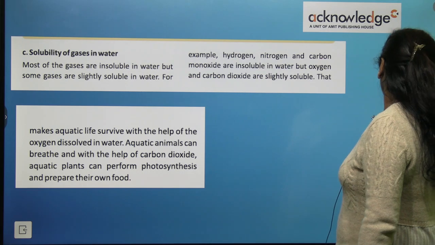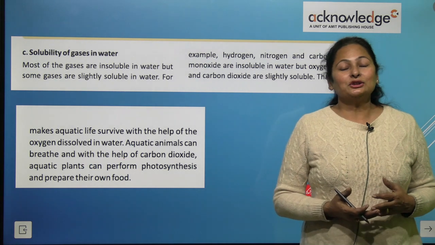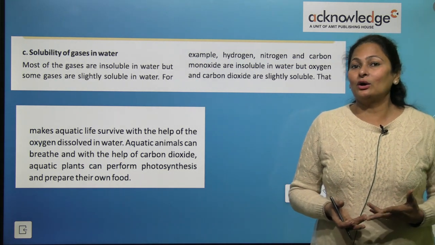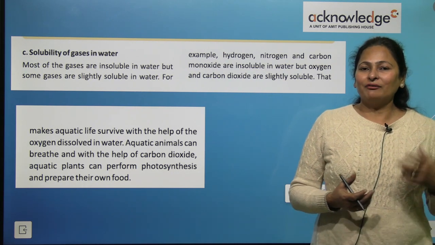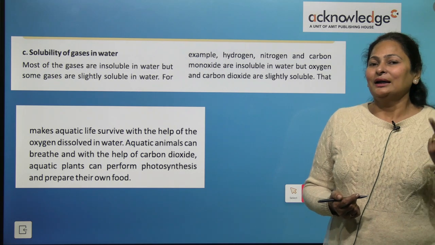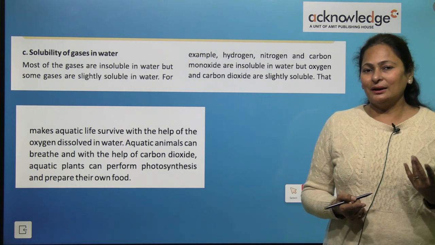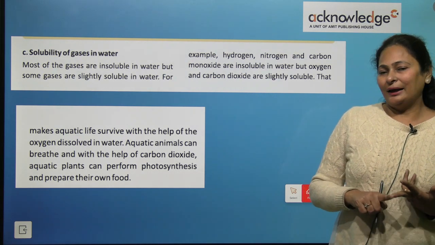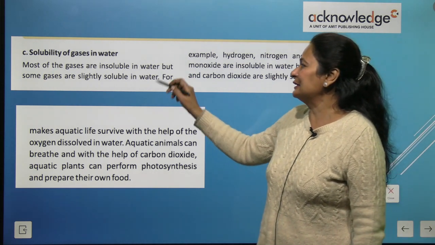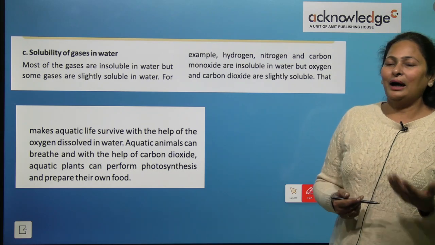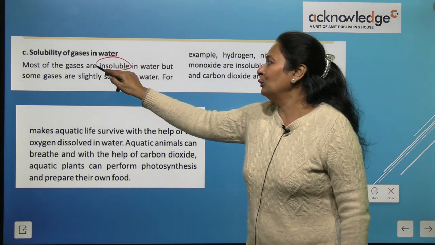Now, next is solubility of gases in water. Not only liquids or solids can dissolve in water, even gases can dissolve in water. We have three states of matter: gas, solid, and liquid, right? Solids can be dissolved in water, liquids also. Now let's see the gases. Gases also get dissolved in water. Some are soluble and some are not. Most of the gases are insoluble in water.